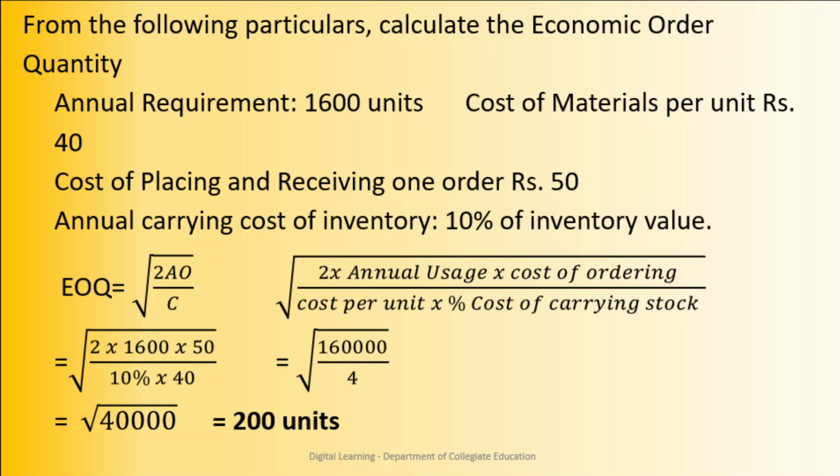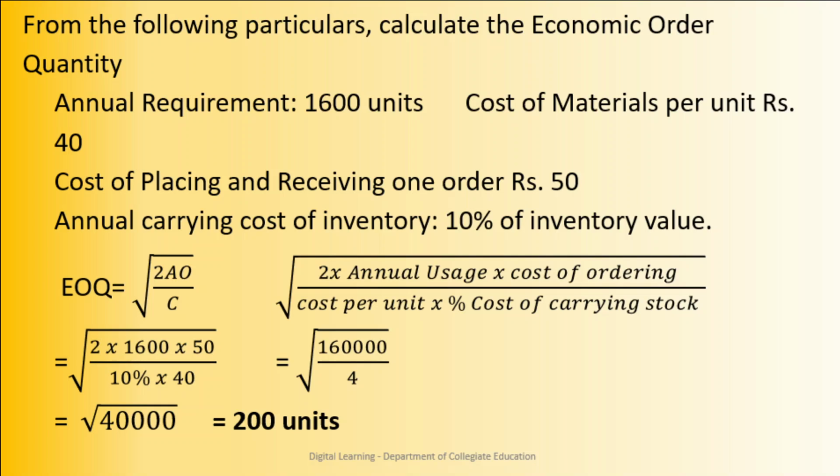So first step, let's write down the formula, that is EOQ is equal to the square root of 2AO divided by C. Same formula is written: root of 2 into A, which denotes annual usage, into O, which denotes cost of ordering, divided by cost per unit into percentage cost of carrying cost, because in the problem annual carrying cost is given as 10% of inventory value. Now let's substitute the values given to the formula.